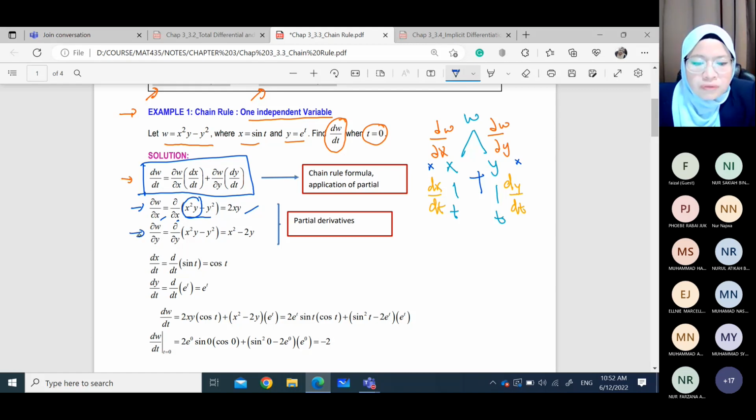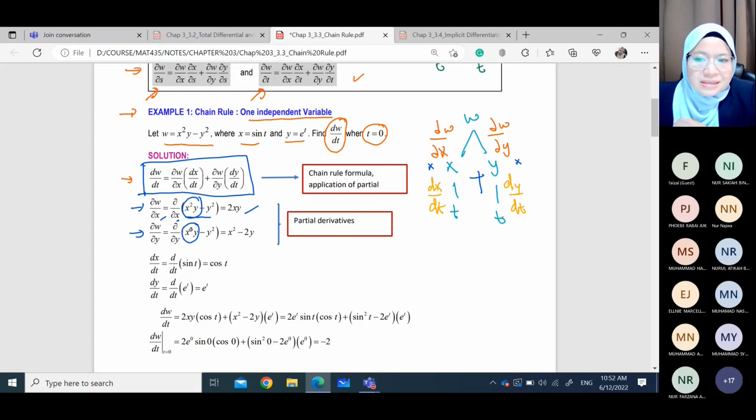Now we find the partial derivative with respect to y on w. Bear in mind that when you differentiate with respect to y, x remains a constant. Differentiating x squared y with respect to y, x squared is a constant, so we have x squared. And the derivative with respect to y on y squared gives negative 2y. Therefore, the partial derivative with respect to y on w is x squared minus 2y.